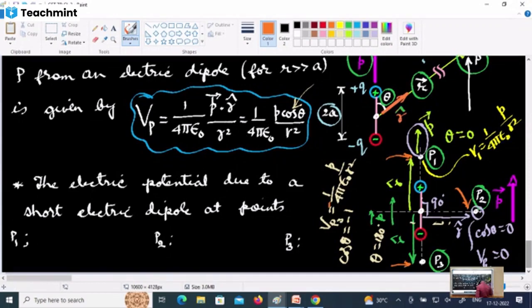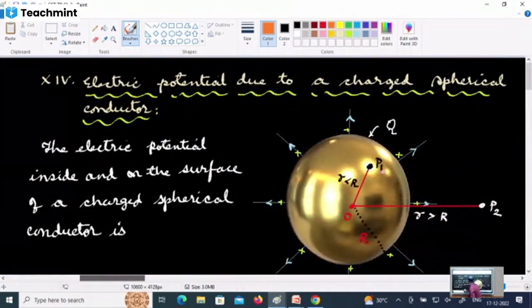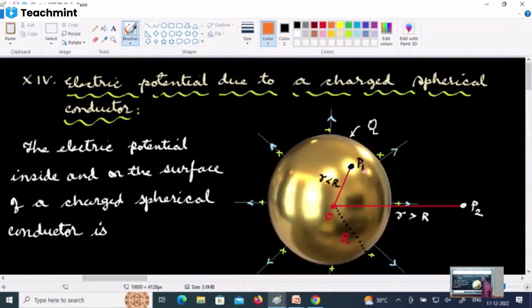Let's proceed to the next set of concepts. Let us now explore the electric potential due to a charged spherical conductor.